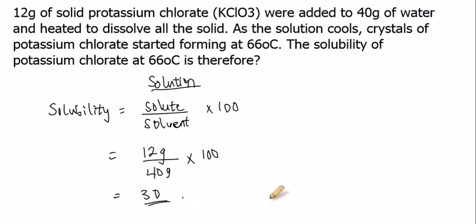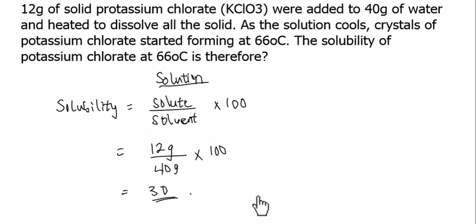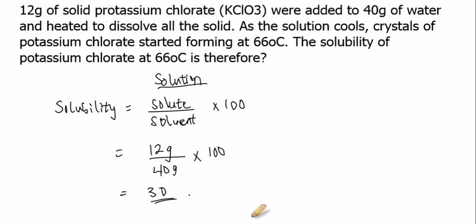So the other method we can consider, if we do not want to make use of the formula method, is the relationship method. And for the relationship method, we'll come back to the question and say 12 grams was added to 40 grams and it was heated to dissolve all the solid. S amount of the chlorate will dissolve in 100 grams of water.